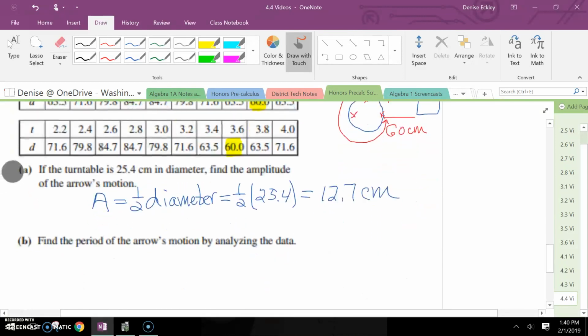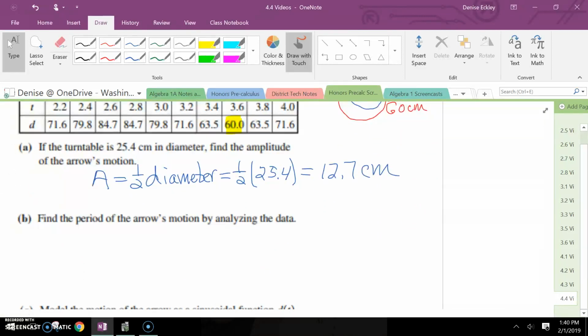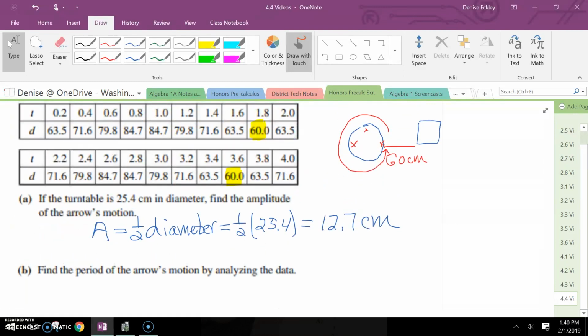So the next thing we're asked to do is to find the period of the arrow by analyzing the data. Now you'll notice on the table that the one thing I can definitely be sure of is the minimum value, because it's given in the problem as 60 centimeters. And it hits that at 1.8 seconds and again at 3.6 seconds. So the period is going to be the time elapsed between those 2 points. I just have to find the distance between them. And I'm sure most of you see that 1.8 is half of 3.6. So it's just going to be 1.8 seconds.